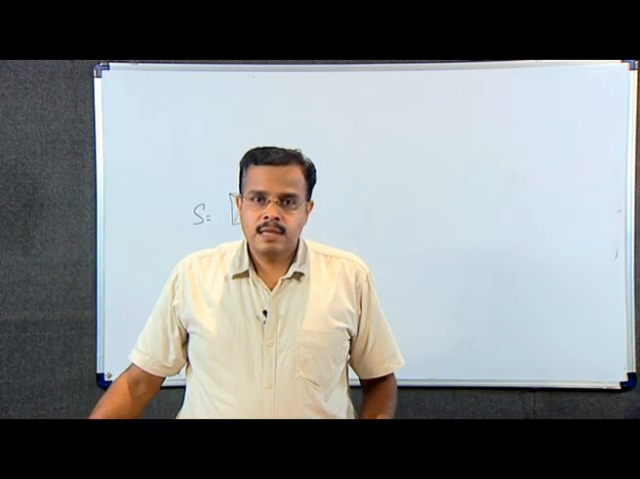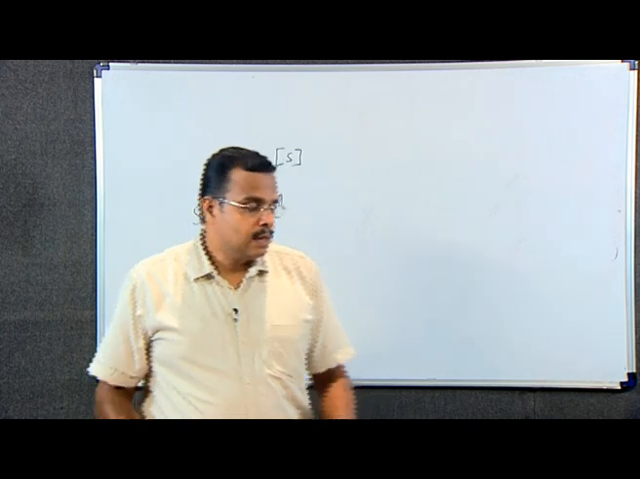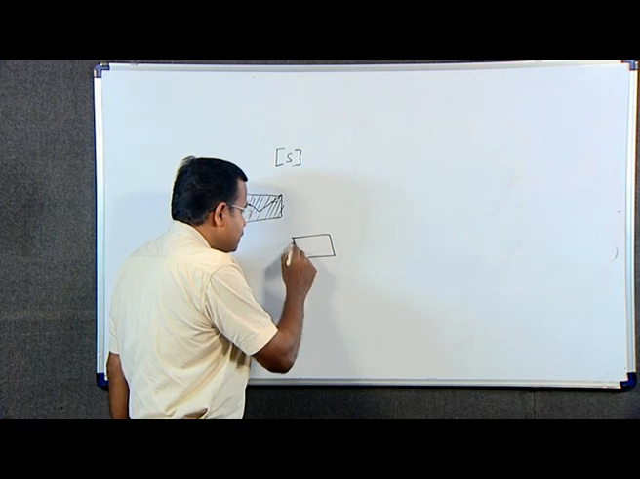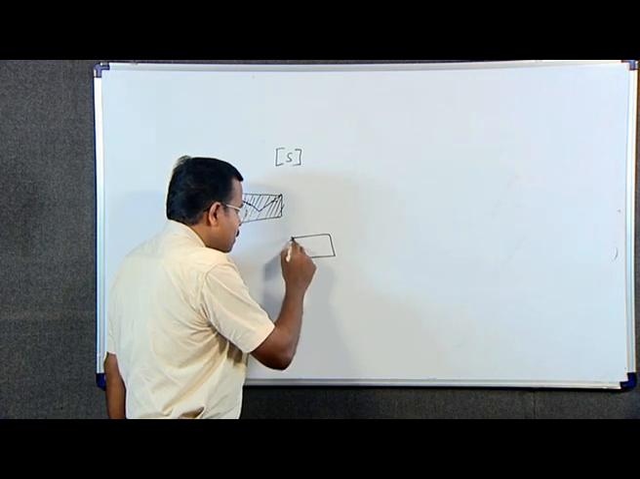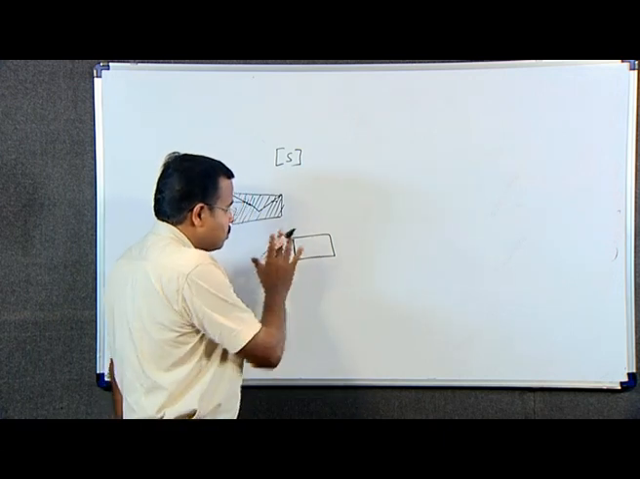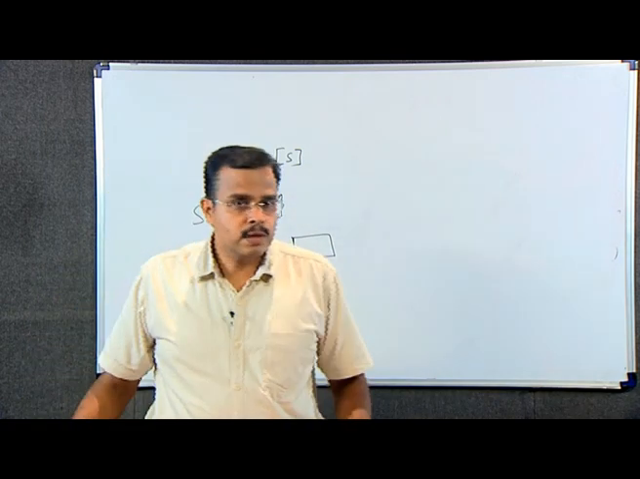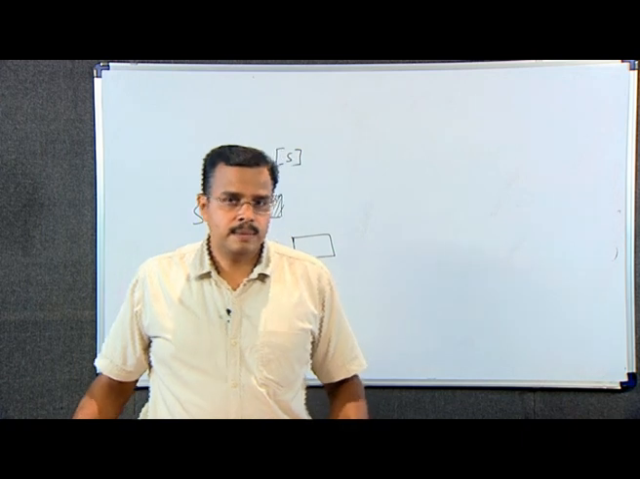A convex set is its own convex hull. If this is a set, this is like a convex set. The convex hull of this set is itself. A convex set is its own convex hull.